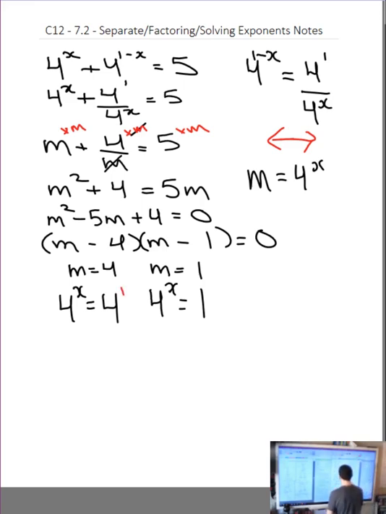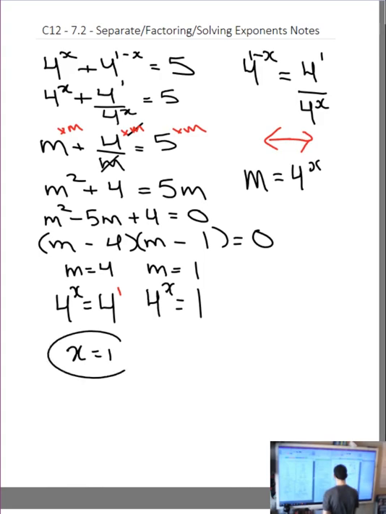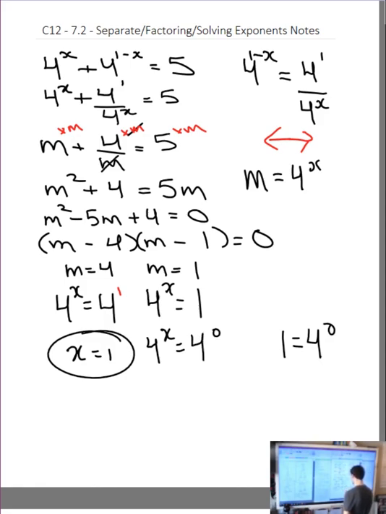So 4 to the x, if I don't see an exponent, I give it an exponent of 1. So I simply have the same base where I'm going to make my exponents equal to each other. Now, 4 to the x is equal to 1. Well, 1 is simply just equal to 4 to the 0. Again, we're going to use these rules interchangeably all the time. We need to be comfortable using them. So x is equal to 0 and x is equal to 1. Again, feel free to substitute back into the original to make sure it is correct.